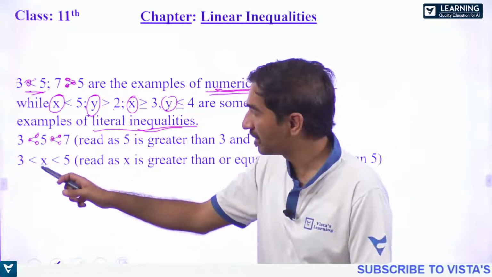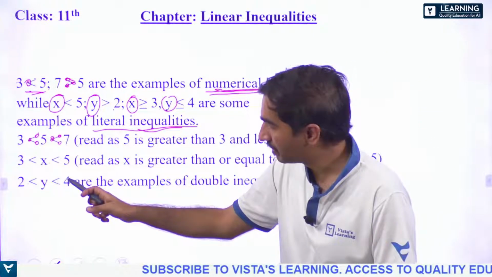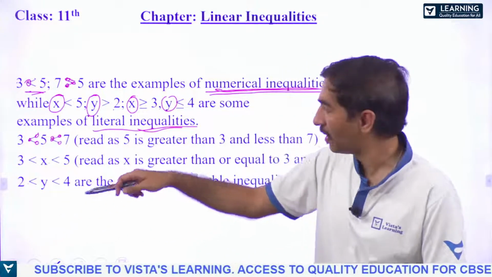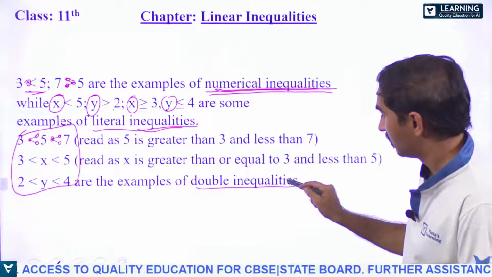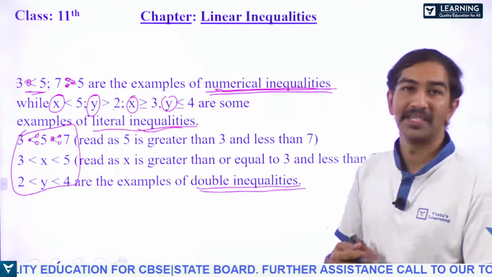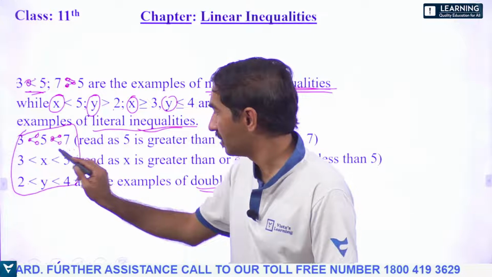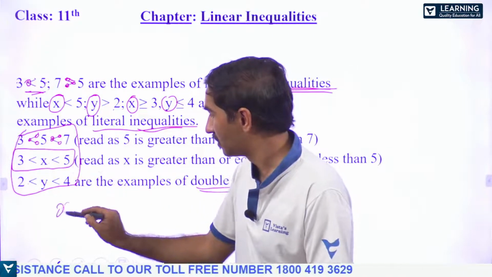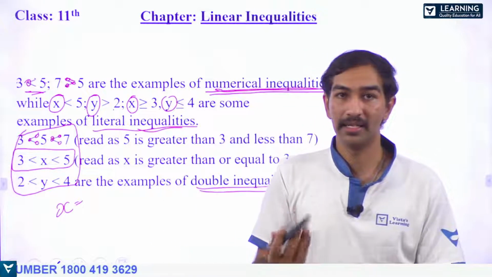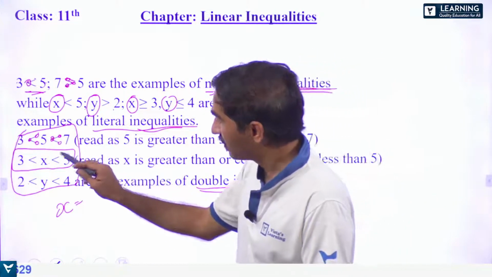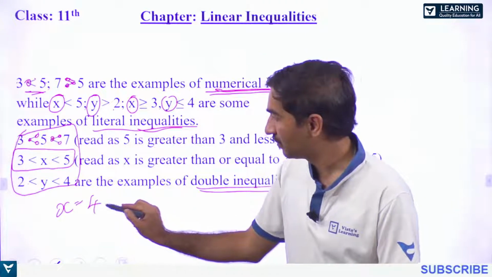Next, how do you read this? X is greater than 3 but lesser than 5. Next, y is greater than 2 but lesser than 4. All these three are called as what? Double inequalities. Just try this one. What is x equal to? X should be greater than 3, so that is 4, 5, 6, 7, 8, 9, 10. But x is also lesser than 5. So lesser than 5 and greater than 3, there is only one number, that is 4.